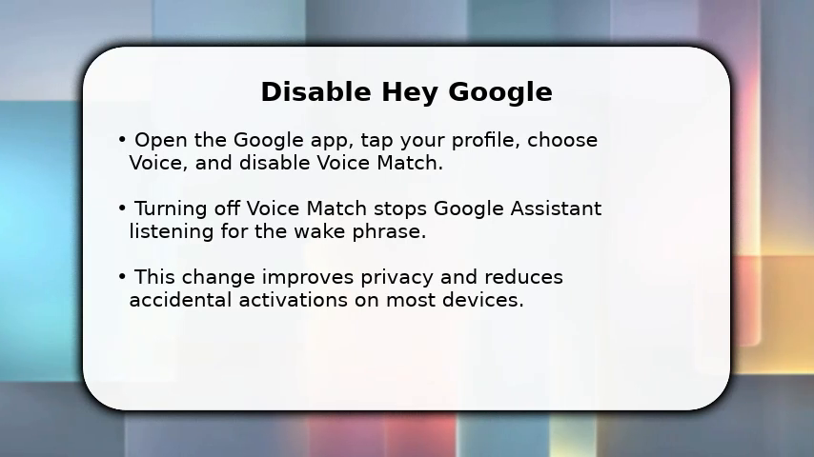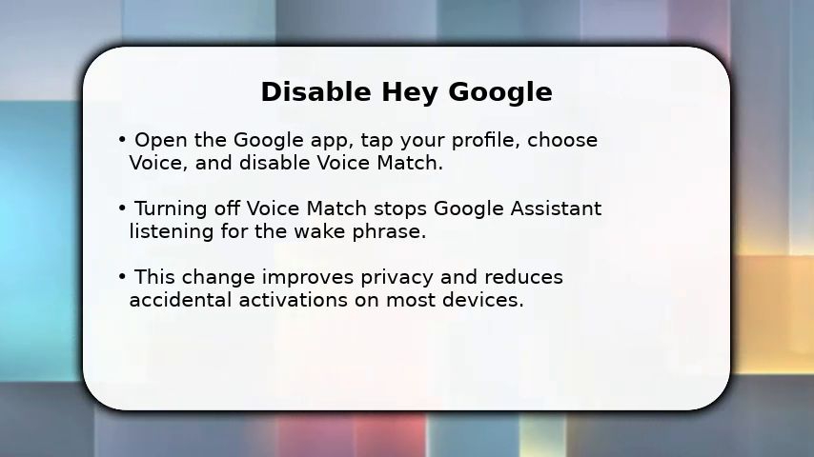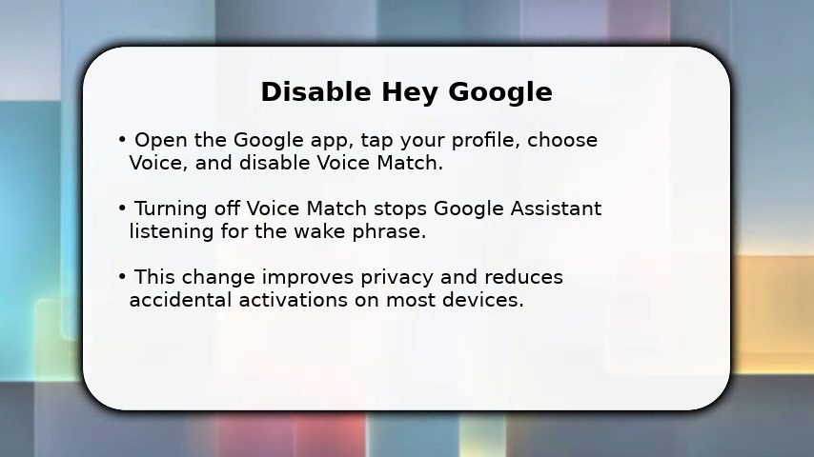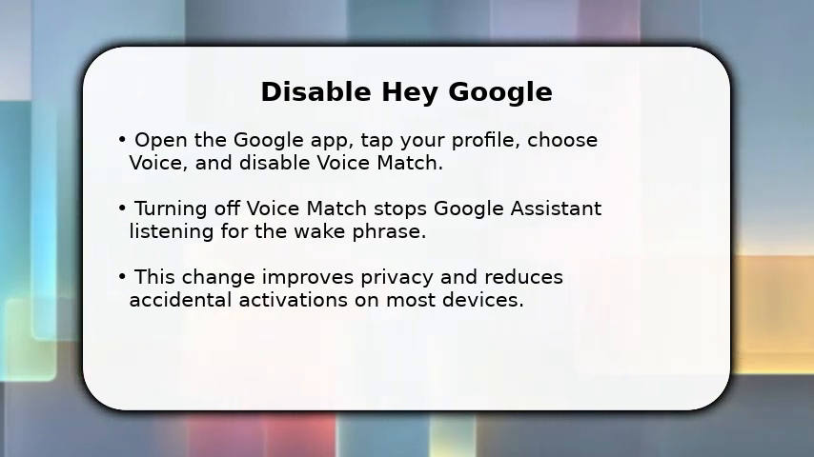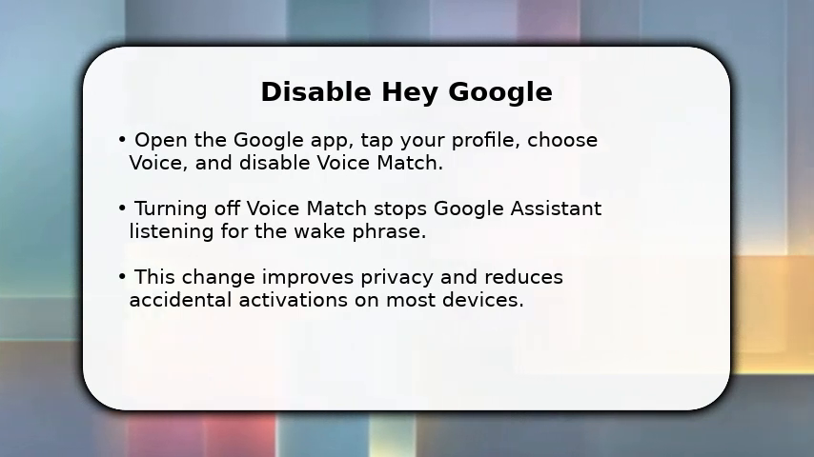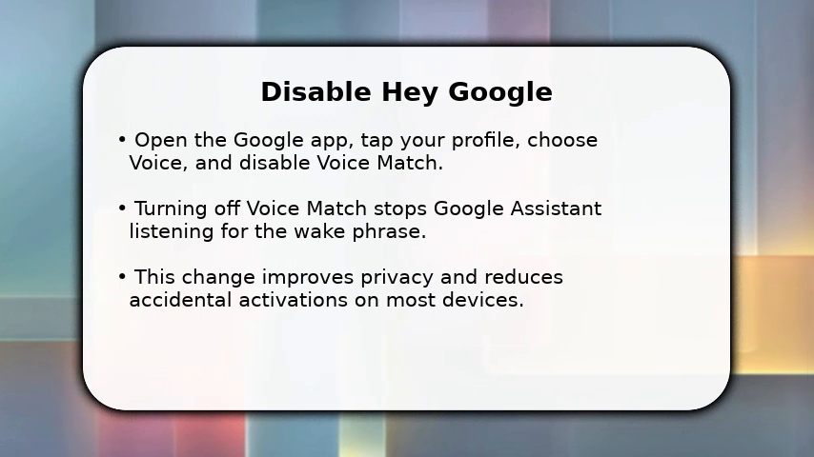Start by opening the Google App settings on your Android device or phone. Tap your profile picture to access settings, then choose Voice. Select Voice Match and turn off Hey Google detection in that menu. This stops Google Assistant from listening for the wake phrase continuously.